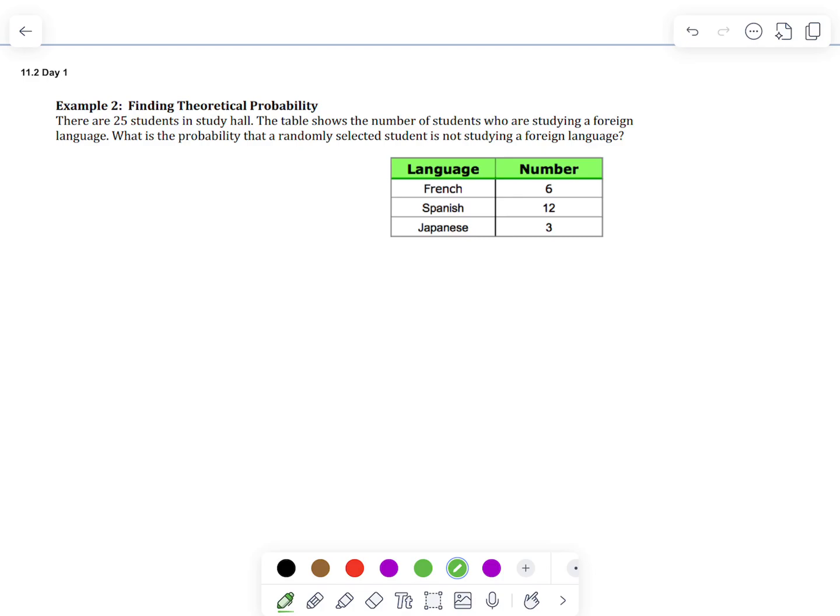Here's example 2 of experimental and theoretical probability. There are 25 total students in a study hall. The table shows the number of students who are studying a foreign language. What is the probability that a randomly selected student is not in a foreign language?